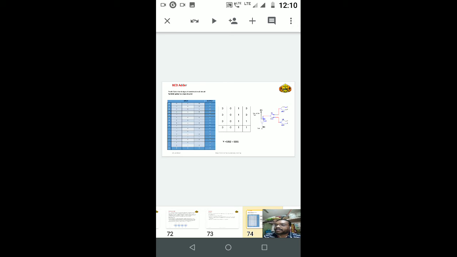Means in the truth table, output from 0 to 9 is 0, and output from 10 to 15 is 1. Why is it 1? Because here you have to perform something, you add 6 to that particular result, then you get the final result. Okay. So, next we see the K map of this truth table.